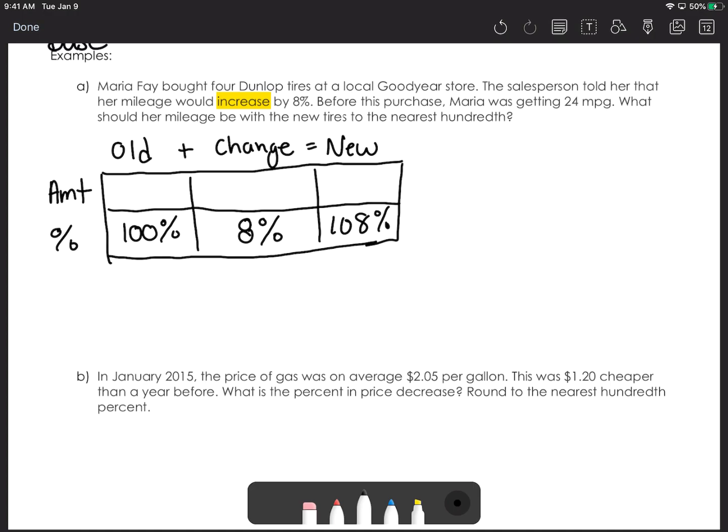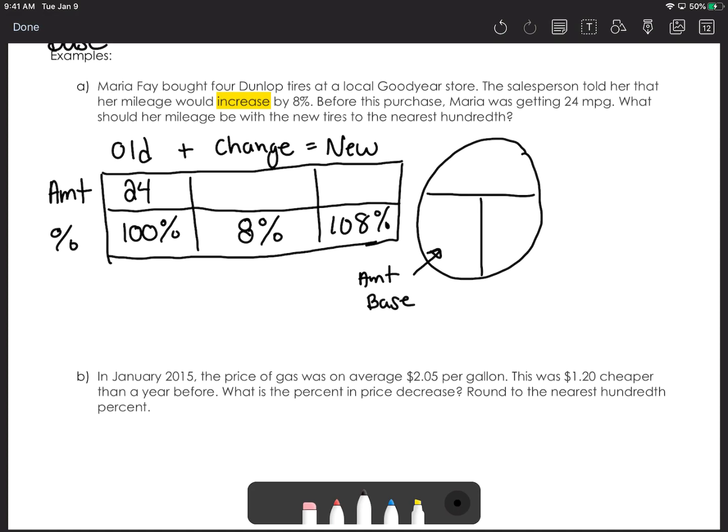The other information that's given to us in the problem is that Maria was getting 24 miles per gallon before she got the new tires. So that's the old value. So I'm going to put in 24 here for the old value. Now, we need to figure out what values to put in our circle. Remember, we always put the amount of the base in this bottom left corner. So that's going to be 24. So we're always going to use the old column, always.